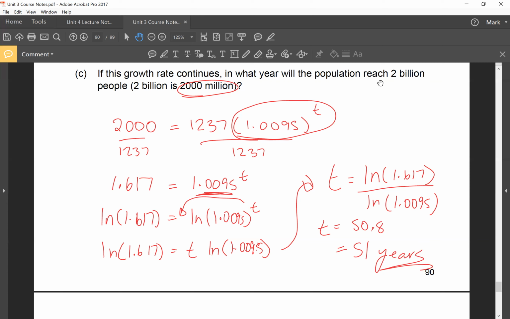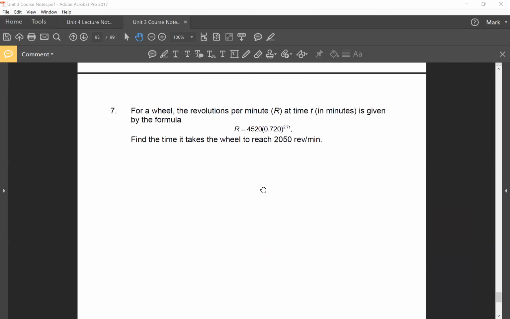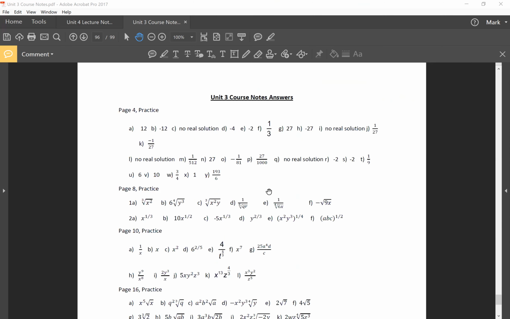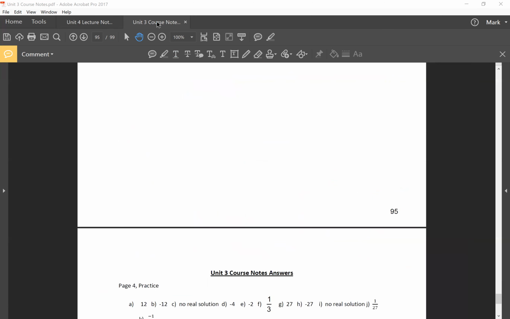Not too bad, pretty easy. A lot easier than some of the other questions. All right, cool. So that's it. You can practice some of the other questions. There's a couple more, and then there are answers. Your answers to Unit 3 are down here. So we're done. We finally finished Unit 3. Unit 3 was probably the hardest unit out of all the units, but it ended pretty well.